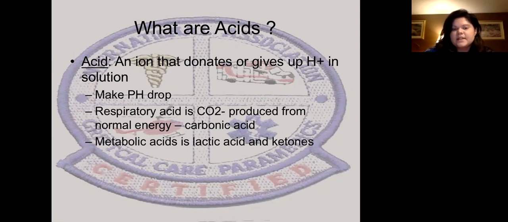Respiratory acid is the CO2 produced from normal energy production. And then you have carbonic acid. So CO2 becomes an acid when it's in water. Compounds dissolve in water. Your CO2 will be produced as long as cells are functioning, and that's what's going to form the carbonic acid. And then you have things like metabolic acids, lactic acid and ketones. Lactic acid is produced whenever glucose is metabolized in a low oxygen state, and ketones are produced when fat is metabolized.